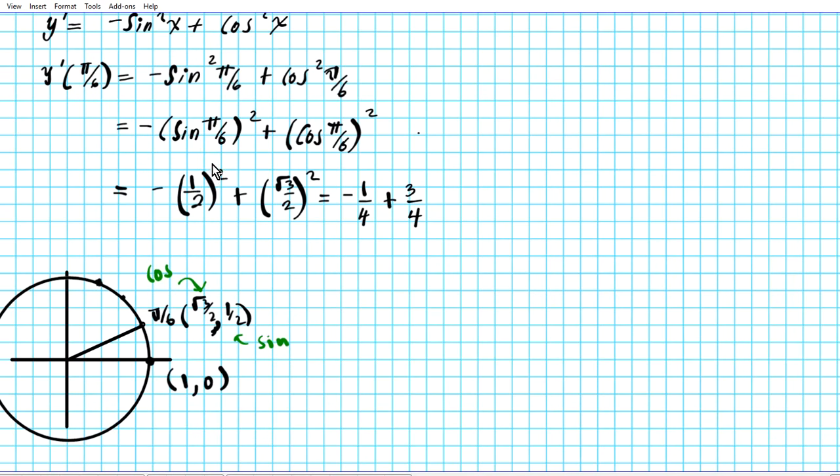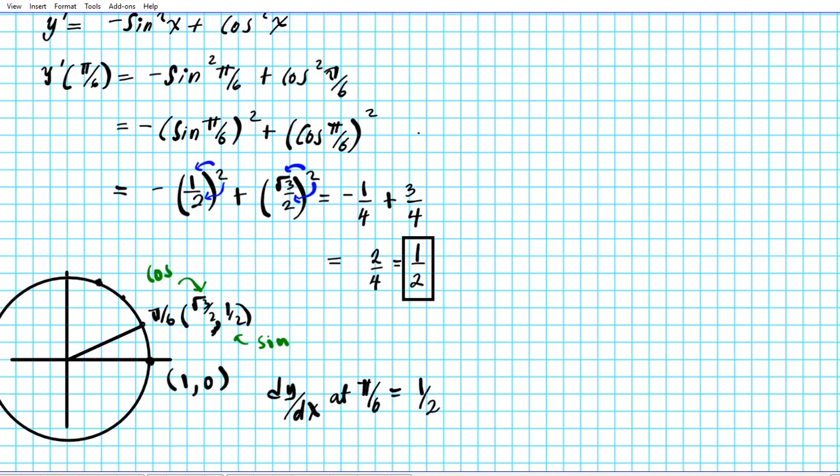Okay, when you're squaring a quotient, you have to square the top and bottom. So you square the numerator and you square the denominator. Alright? Negative 1/4 plus 3/4 is 2 over 4, which simplifies to 1/2. So ladies and gentlemen, there goes your final answer. So what is it we're looking for? We're looking for y prime of pi over 6. Or we can say dy/dx at pi over 6 is equal to 1/2.